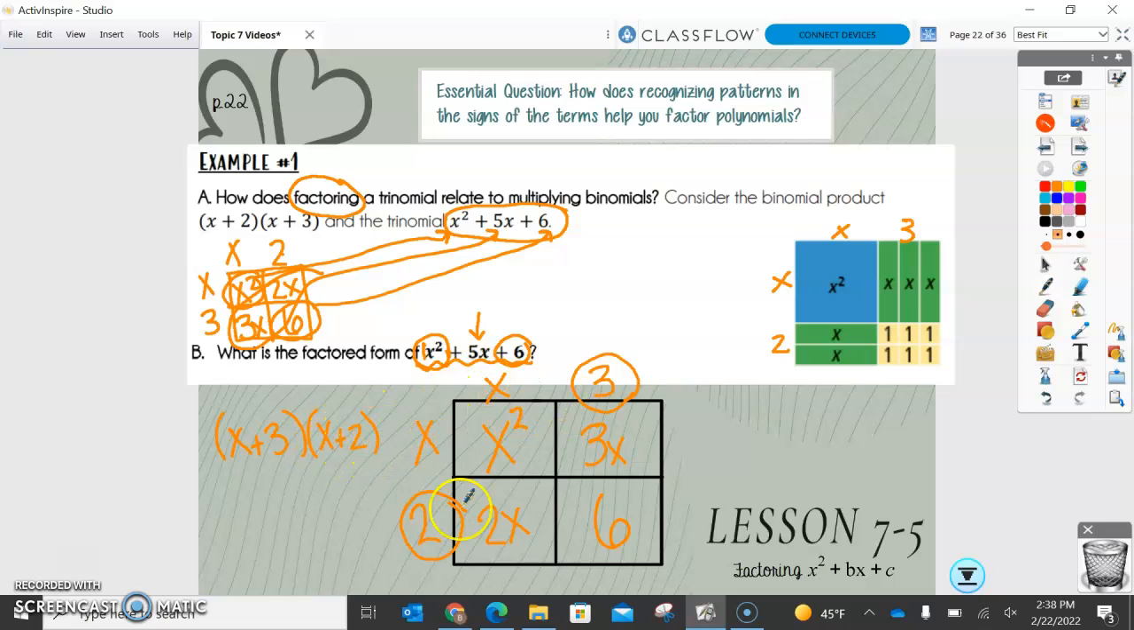Sometimes my students will kind of understand this box method, but they forget to write the final factored form. It's important that you take the outside of your boxes and write them in their two binomial form. Let's try another one.